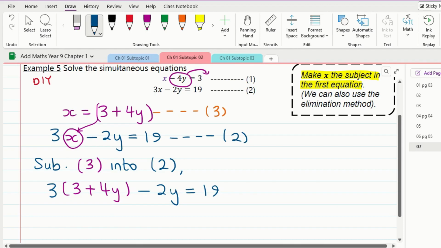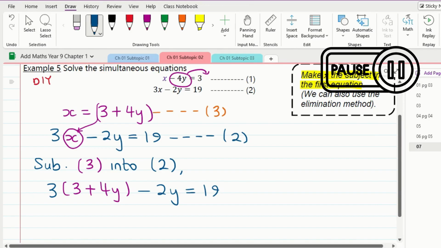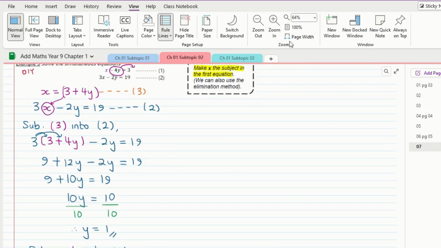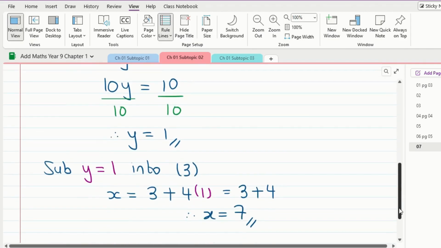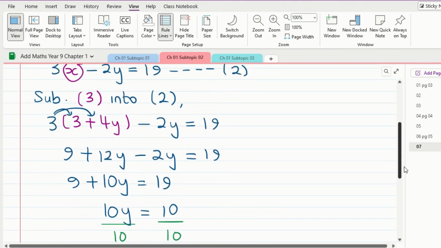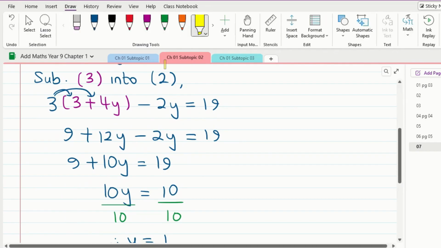So here, pause the video and try to solve for both y and x. Alright, if you properly solve for both y and x, you should get y equals 1 as your final answer for y, and as for x, you must get 7. I just want to explain briefly what happens here. Please be careful in this part where you have to expand the 3 into the terms inside the bracket.